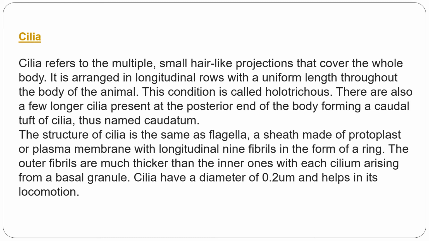The structure of cilia is the same as flagella, a sheath made of plasma membrane with longitudinal nine fibrils in the form of a ring. The outer fibrils are much thicker than the inner ones, with each cilium arising from a basal granule. Cilia have a diameter of about 0.2 micrometers and help in locomotion.